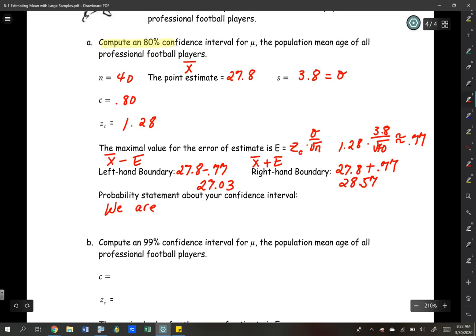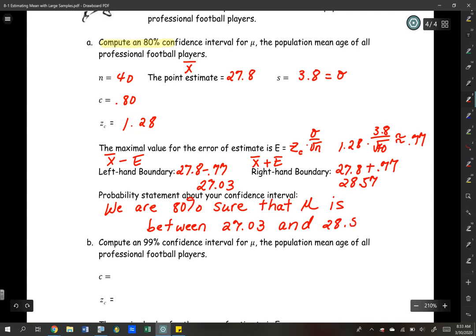We write our probability statement. We are 80% sure, or you could use the word confident, that our population mean, mu, is between 27.03 and 28.57. So what we're saying is the population mean, so the population of all the professional football players, we're 80% sure that those guys are between the ages of 27.03 and 28.57.